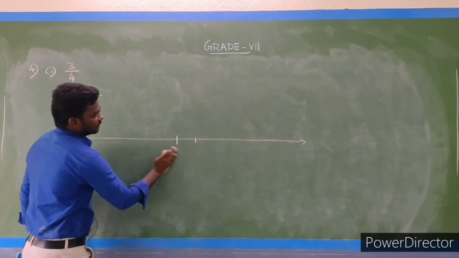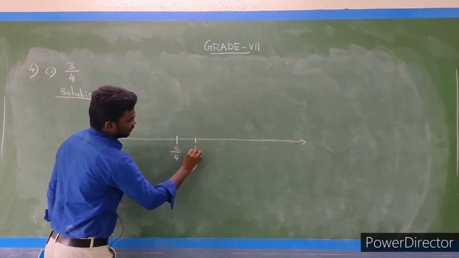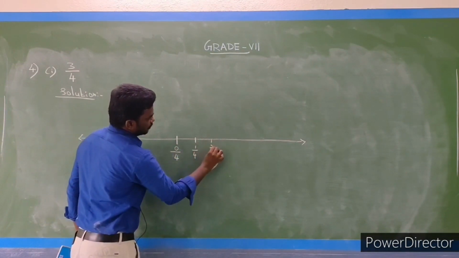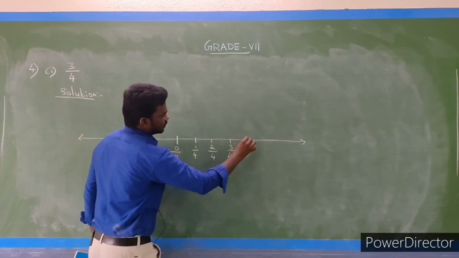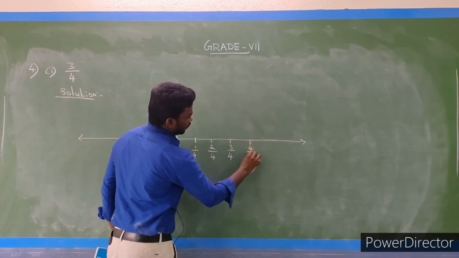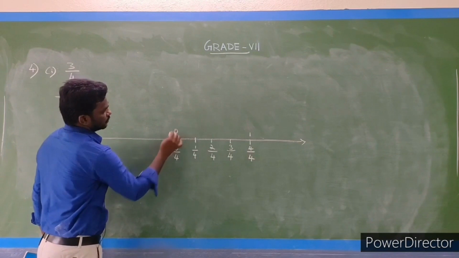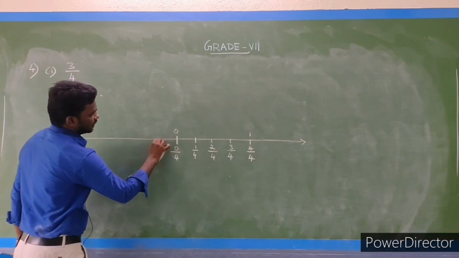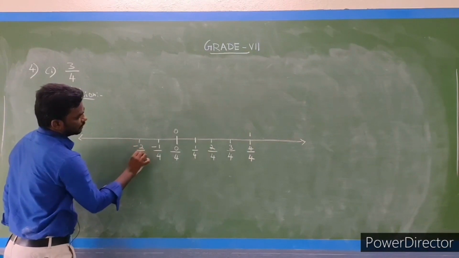So this number 0 can be written as 0 by 4. The next number is 1 by 4, next 2 by 4 and the next number is 3 by 4. The next one is 4 by 4. 4 by 4 is equal to the number 1. So 0 by 4 is equivalent to 0. So the left side value is minus 1 by 4, minus 2 by 4 and so on.